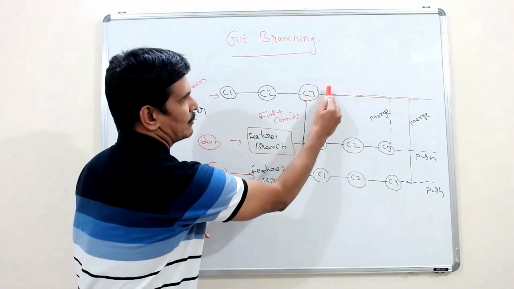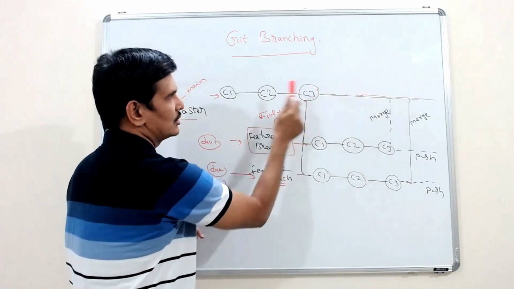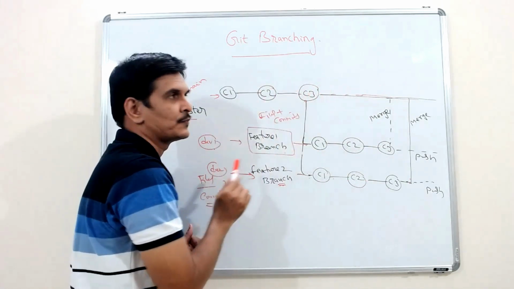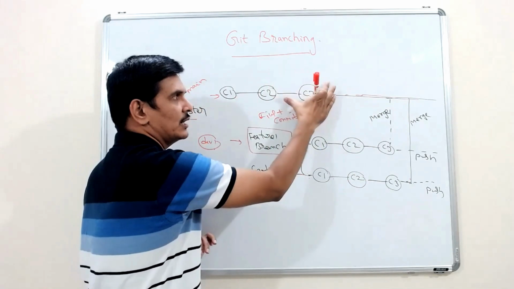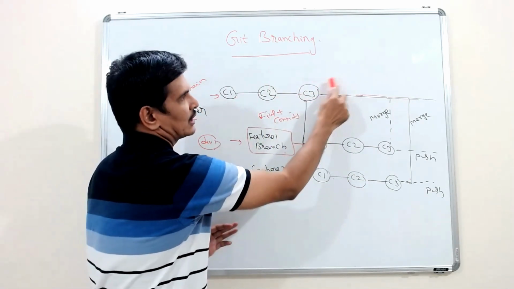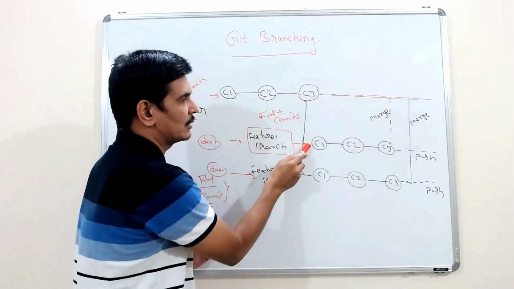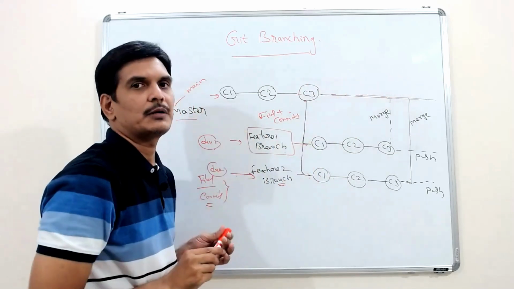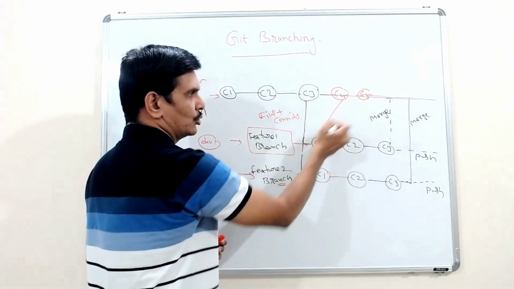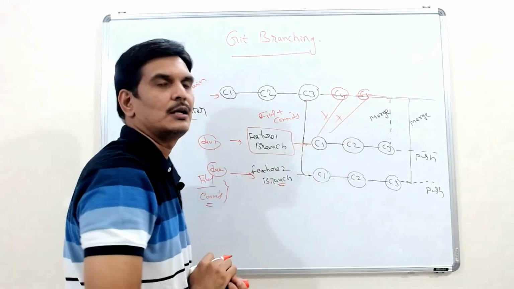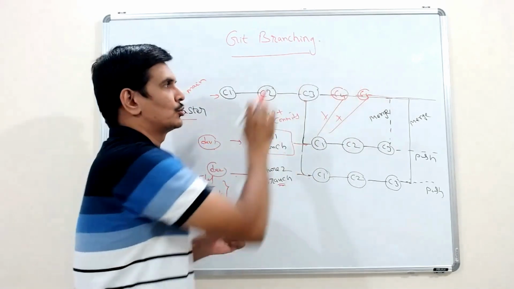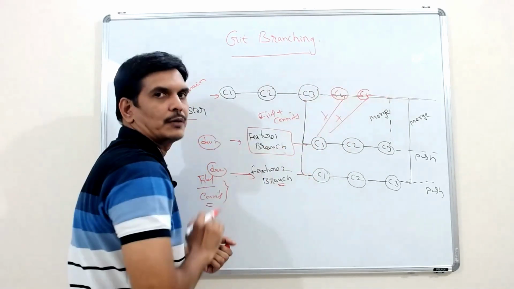Similarly, let us say C1, C2, C3 are already committed, so three commits are already done in the master branch. Till this commit, whatever changes are already available are inherited by the branch. But whatever commits we do in the future, after creating the branch, those commits will not be part of the branch. Suppose here we have created C4 and C5, multiple commits. Those will not be part of the branches, because after creation of the branch, we have done these commits in the master branch.